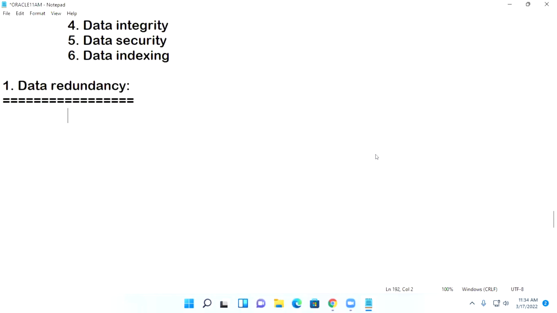In this, a simple problem is there. Redundancy is nothing but what? Duplicated data. That means the same data I can store in multiple files in a computer. Is it possible or not? From your experience, tell me, because all of you have computer knowledge now. You are all using computers. Now tell me, in a text file, can I store the same information in multiple text files? Is it possible?